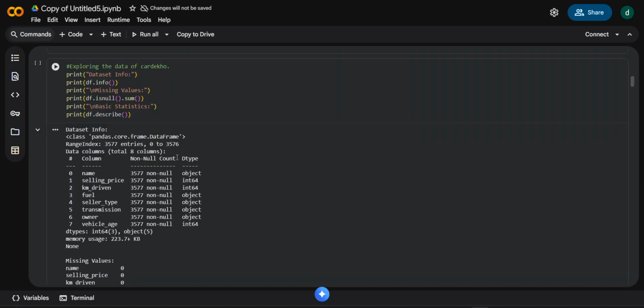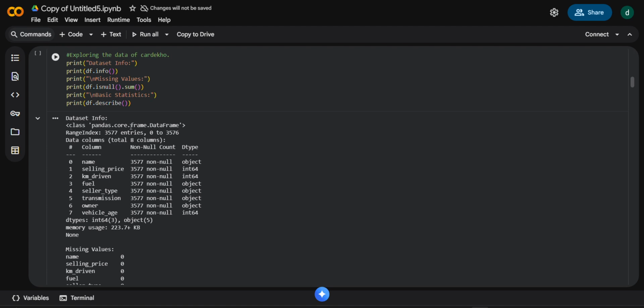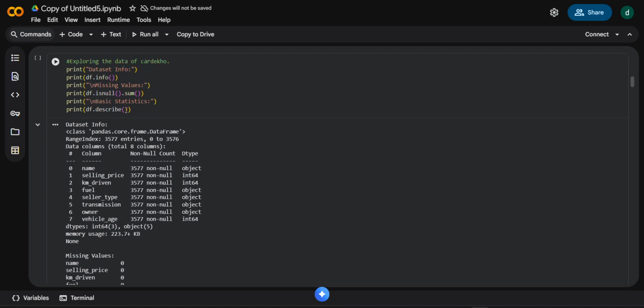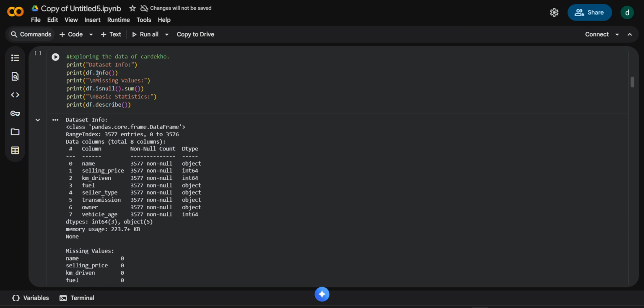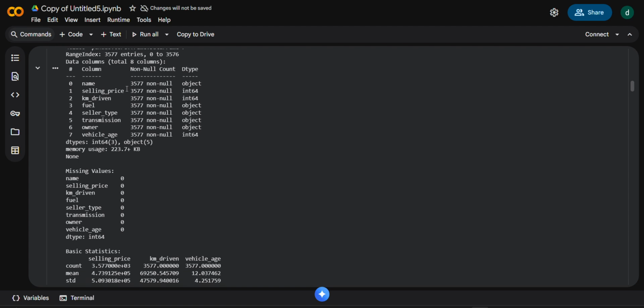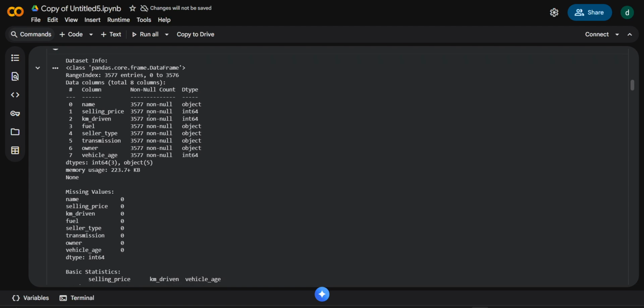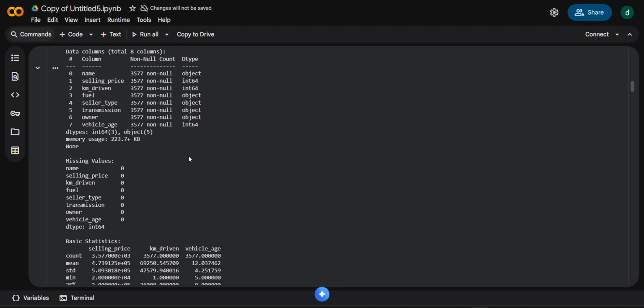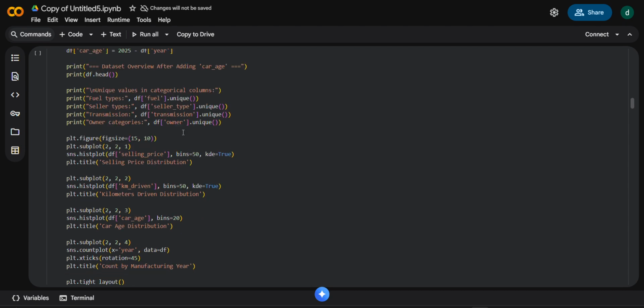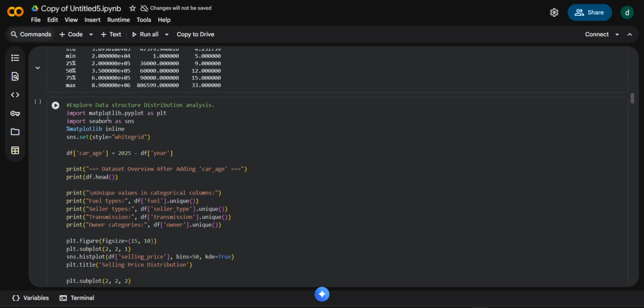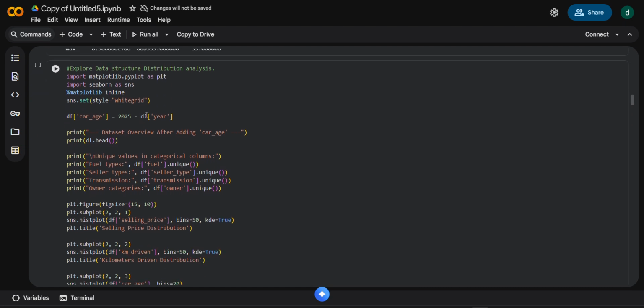In the next step, I explored the data using data types, missing values, and basic statistical summary using df.describe and df.info. That helped me understand which columns are numerical, which are categorical, whether there are missing values, and the overall distribution of the dataset.